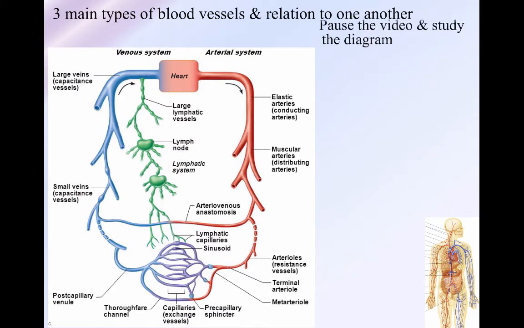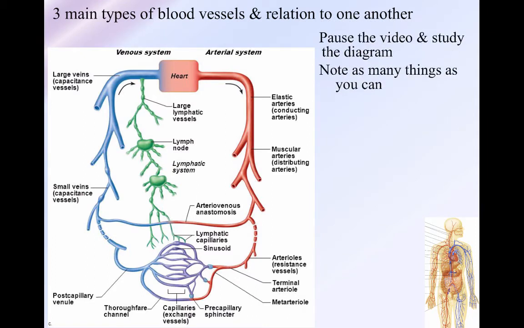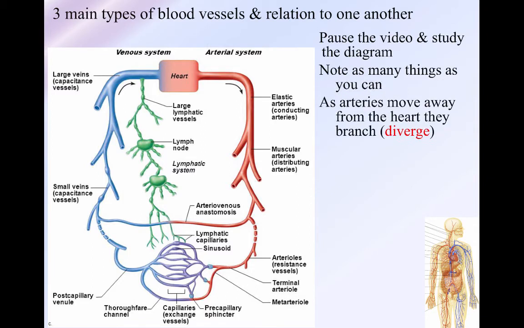What I'd like you to do is to pause the video and look at this diagram and just note as many things as you can. One of the things that you might have noted is that as arteries move away from the heart, they branch or diverge. The other thing that you should know is that as they diverge, the lumen gets smaller and smaller. On the other hand, as we come back in the veins, we have fewer and fewer in number because they converge. And again, as they converge, the diameter, the lumen, also gets larger and larger.